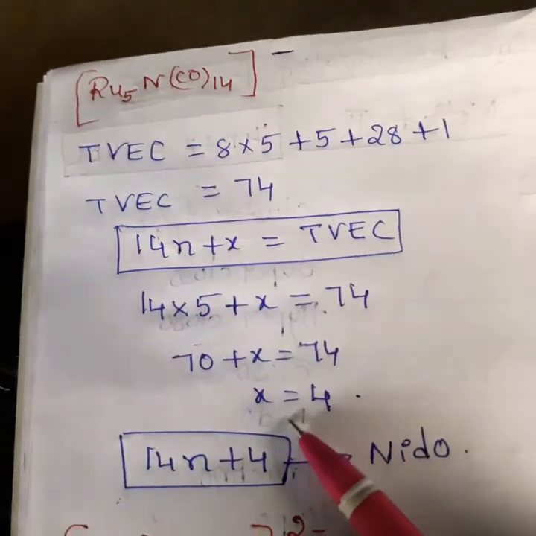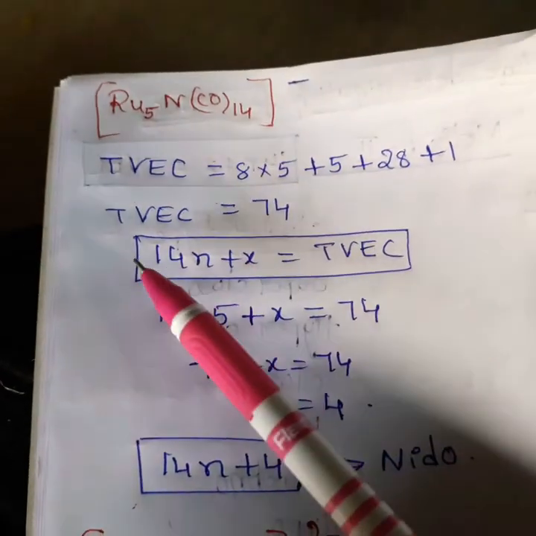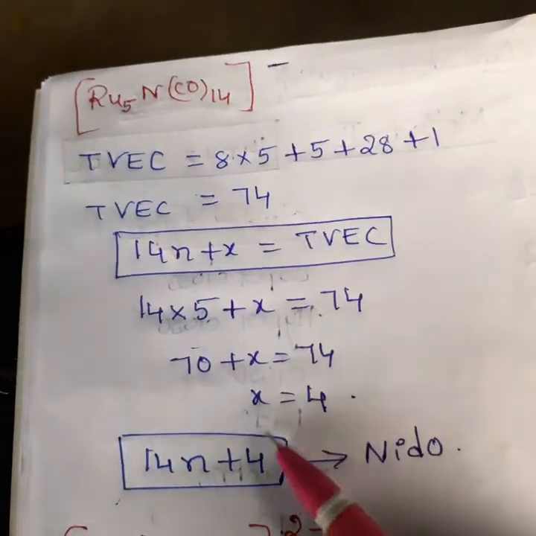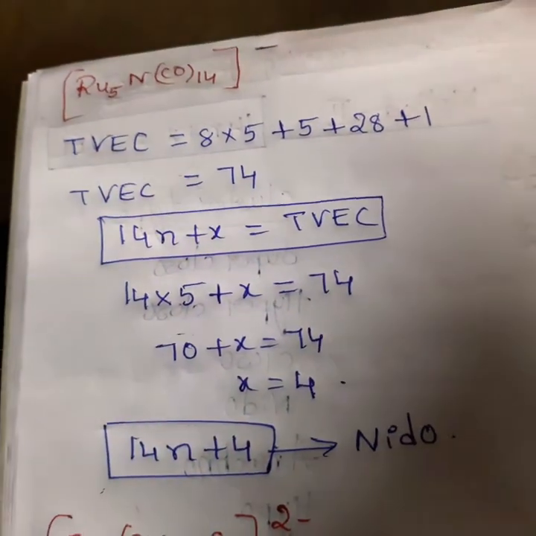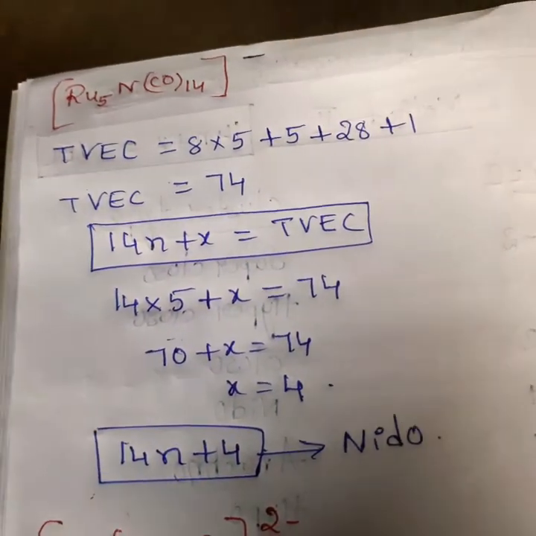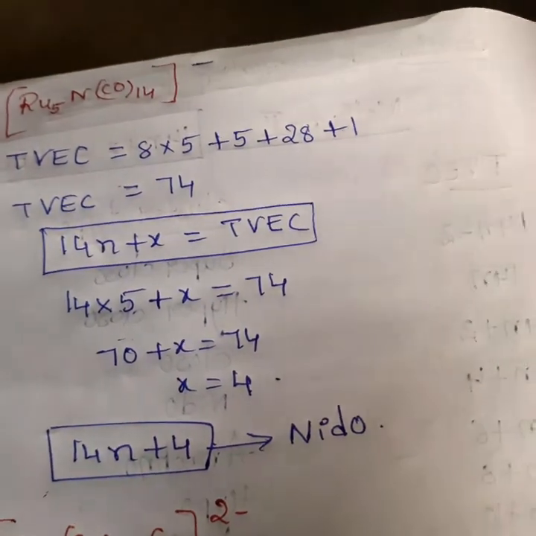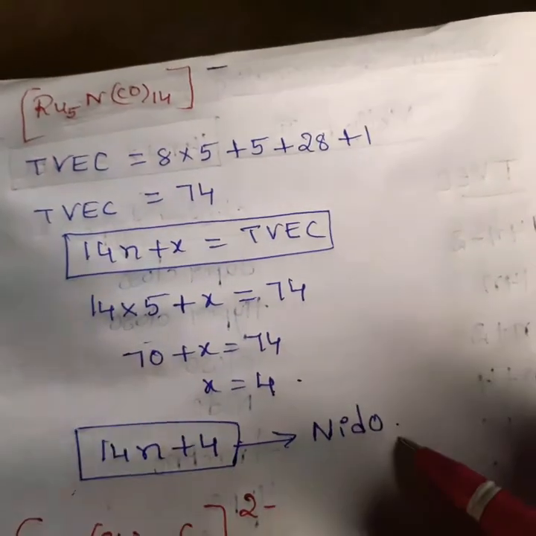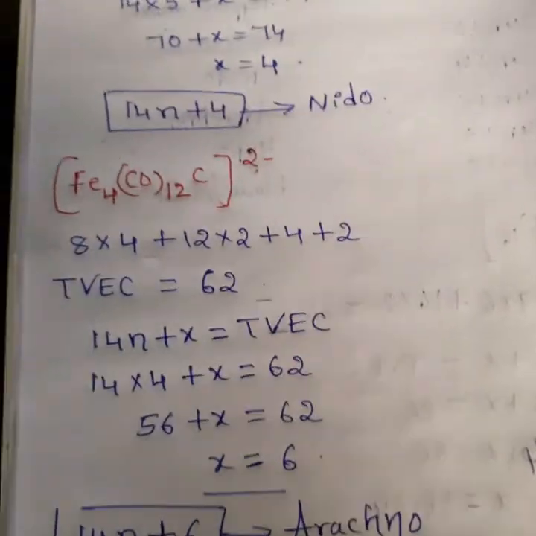We just had to keep the value of x in this. So 14n plus x means here we got 4, no? So 14n plus 4. Now we have to look at that chart and we will come to know that if we get 14n plus 4, it is of nido type cluster. Hope you understood. Next.